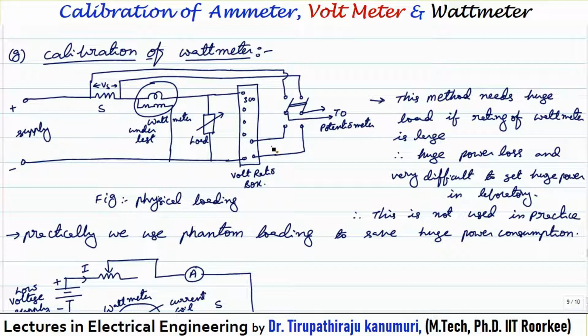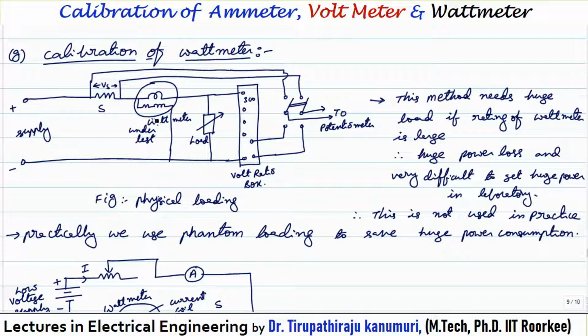So now the voltage is measured and the current is measured. This voltage multiplied by the current gives the actual value of the power, and whatever reading the wattmeter is indicating is the measured value. Whatever the difference between these two is, again an error calibration curve will be drawn. But there is a major disadvantage of this one.